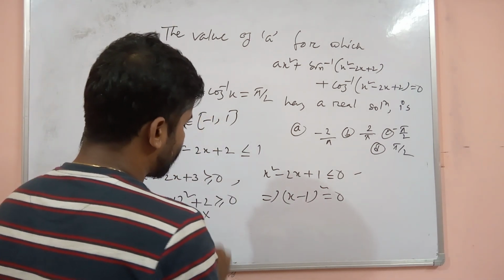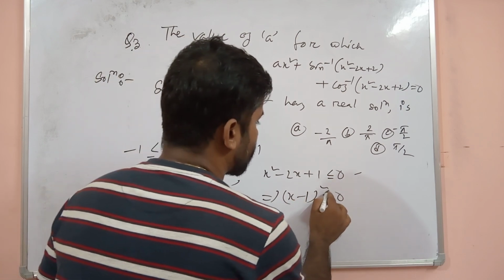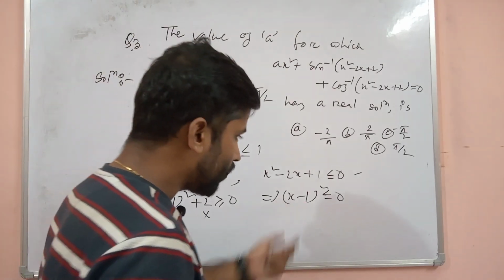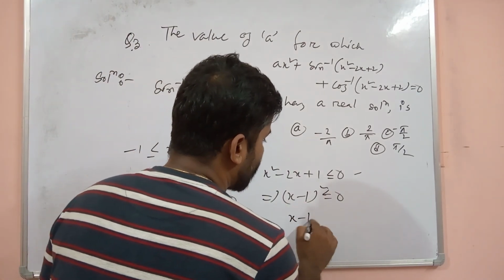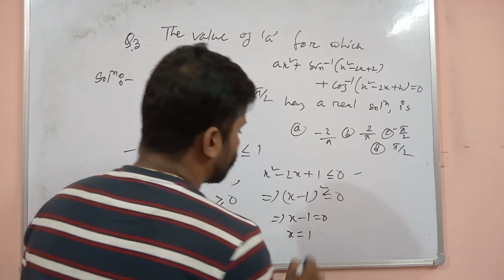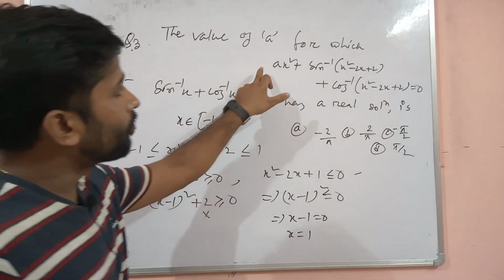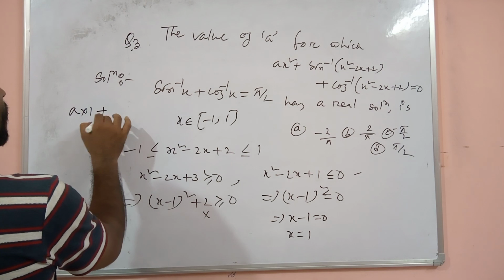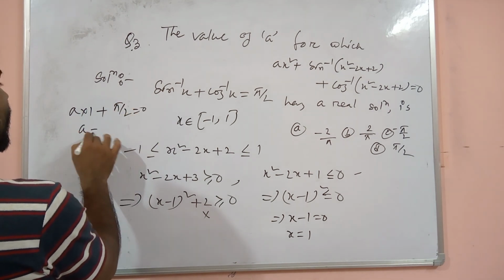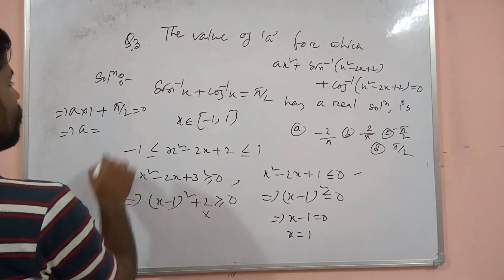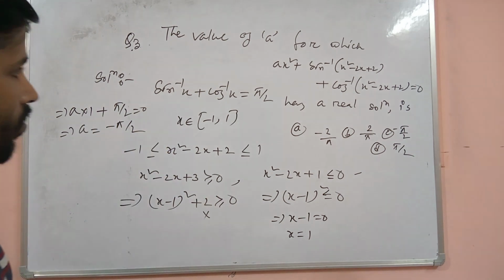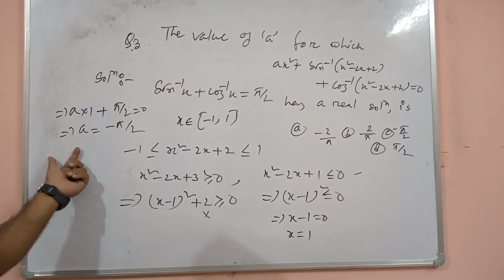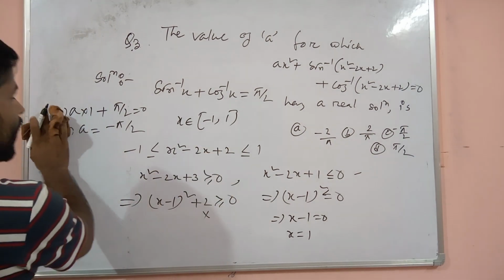So it would be rejected, and as it is less than or equal to 0 and it is a perfect square, it cannot be less than 0, so it would be 0. So x is equal to 1. So x equal to 1 must satisfy this. If it is 1, then 1 plus pi by 2 is equal to 0, meaning minus pi by 2. Such kind of option is given here, which is option C. So it would be the appropriate option.